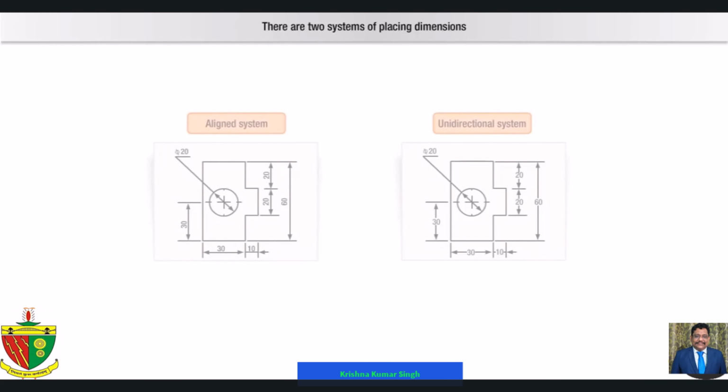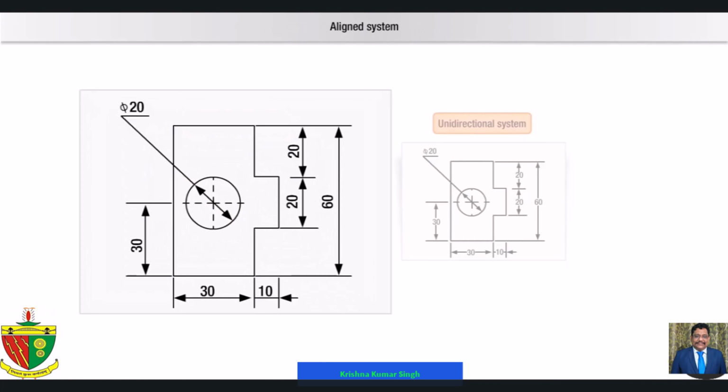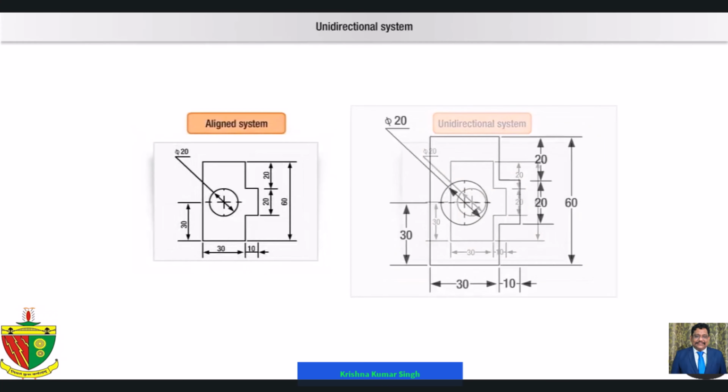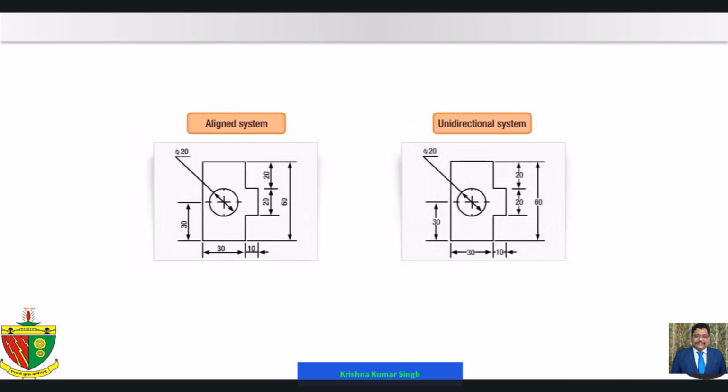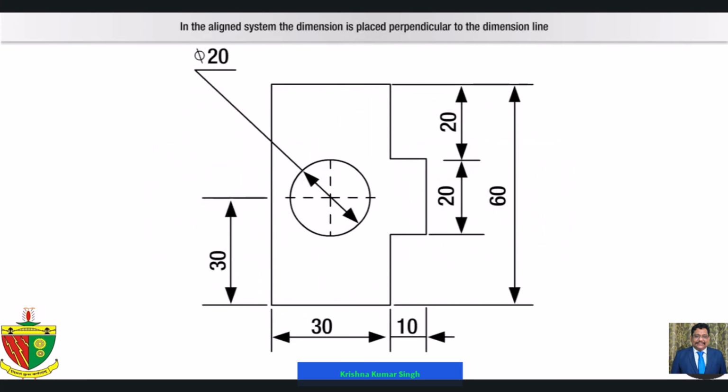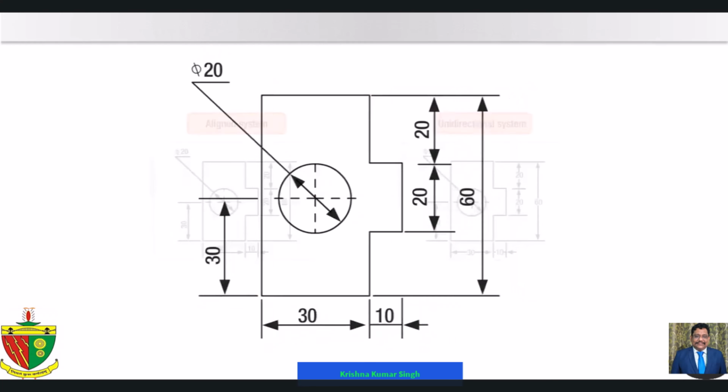Placing of dimensions. There are two systems of placing dimensions: aligned system and unidirectional system. Aligned system. In the aligned system, the dimension is placed parallel to the dimension line. Dimensions are placed such that they can be read from the bottom edge or right-hand edge of the drawing sheet.